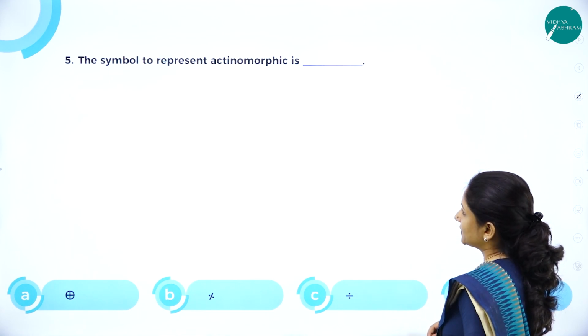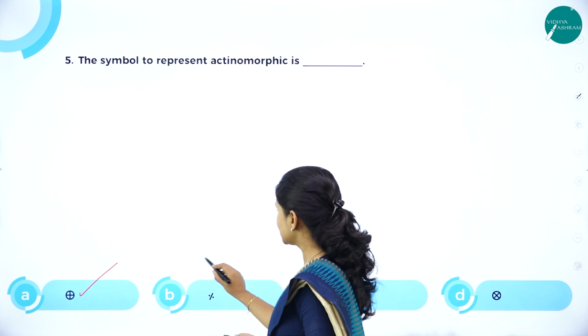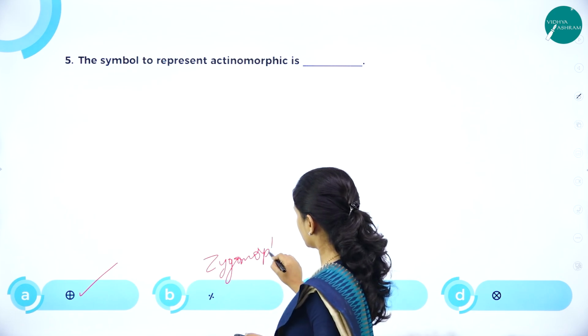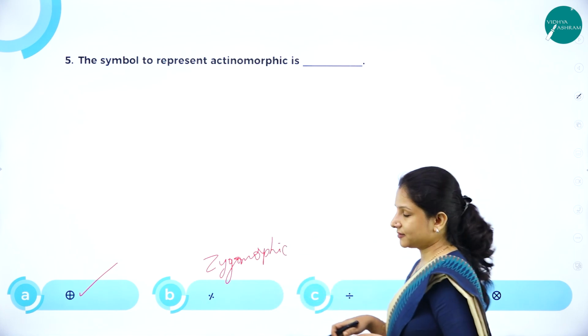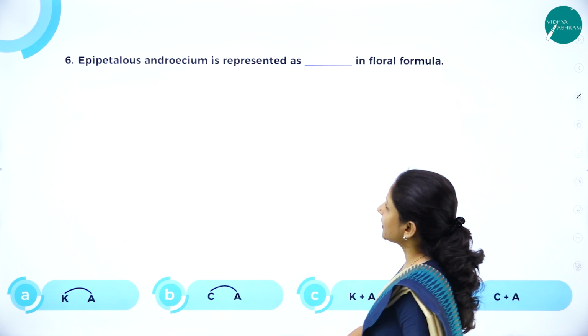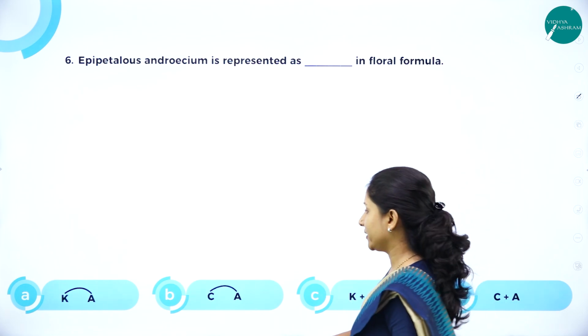The symbol to represent actinomorphic is, so this is the symbol for actinomorphic, and this is zygomorphic. Option A is the right answer here. The rest two are wrong. It's not correct.